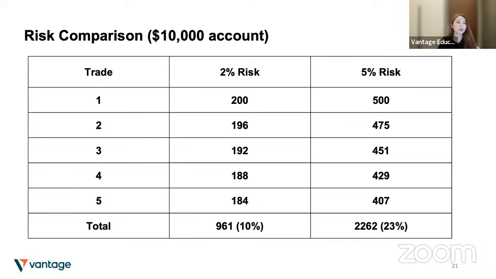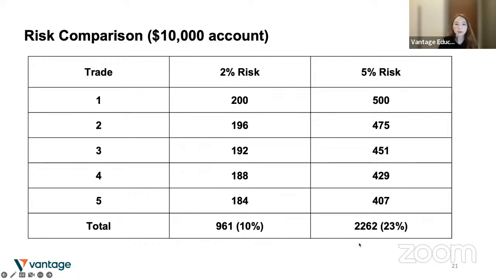All right, so let's take a look. Let's say, for example, a risk comparison for a $10,000 account, looking at 1 to 5 trades. Let's take the first one. One trade at 2% risk will be risking $200, and 5% obviously $500, and so on and so forth. However, at 5 trades, we are looking at 2% risk at an average of $184, and 5% risk at $407. Okay, so in total, we are looking at $961 put in, about 10%.